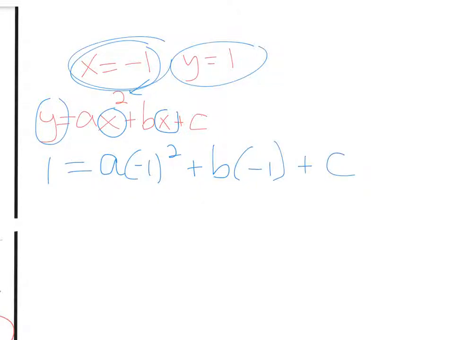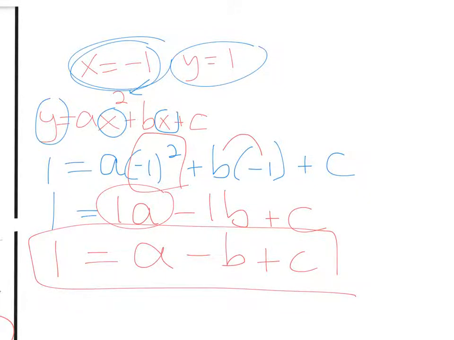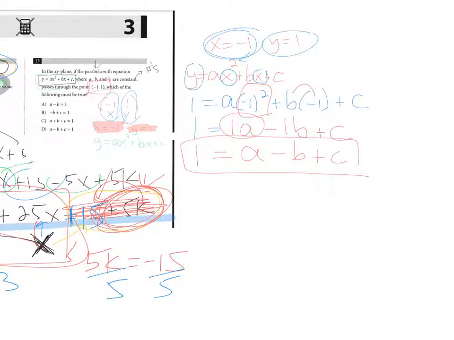So if I simplify this, I have 1 equals negative 1 squared. Negative 1 times negative 1 is positive 1. So that's positive 1a. B times negative 1 is negative 1b plus c. So 1 is equal to 1a, so that's a, minus 1b, so that's b, plus c. So look at your answer choices and see which one matches. I know these sides are reversed, but a minus b plus c is your answer. So answer choice letter D.